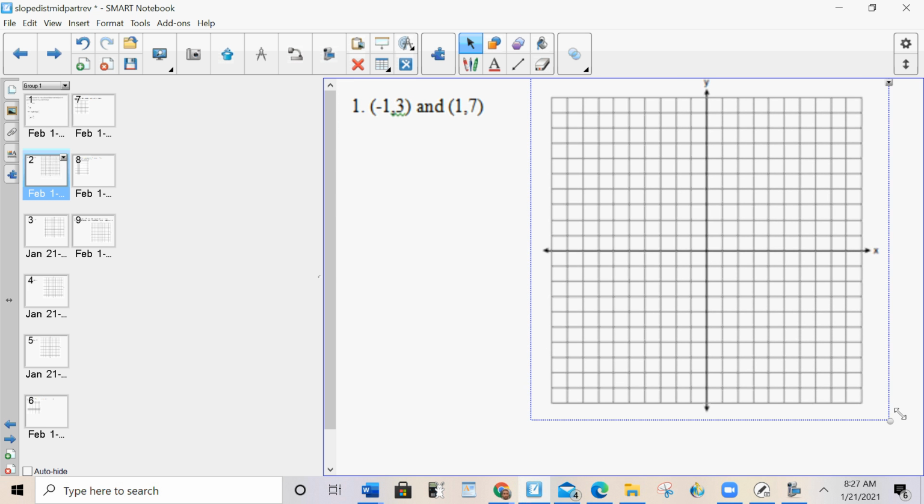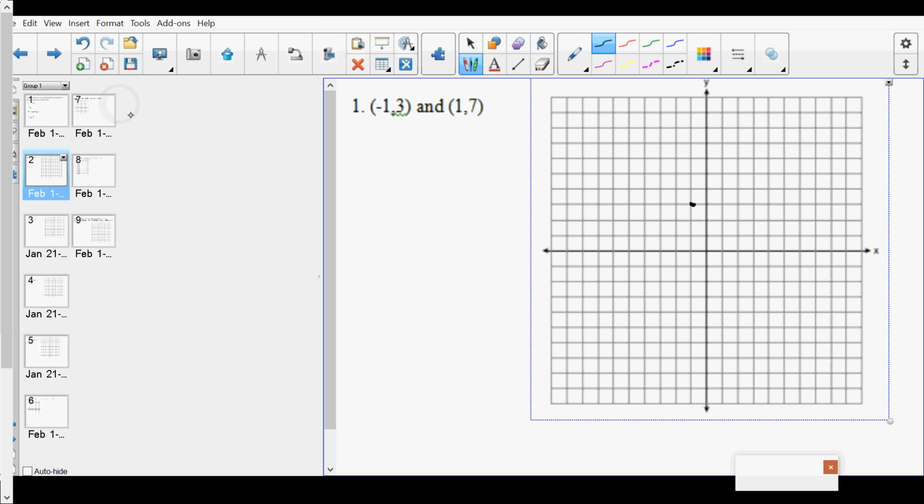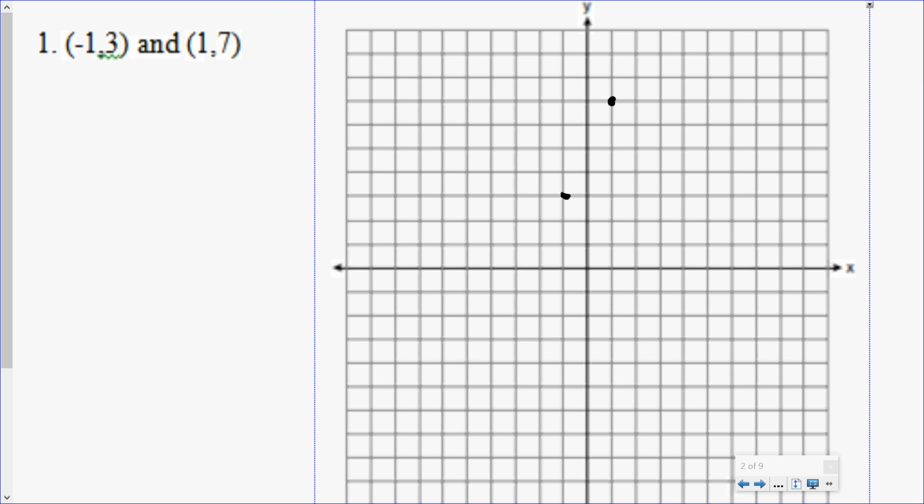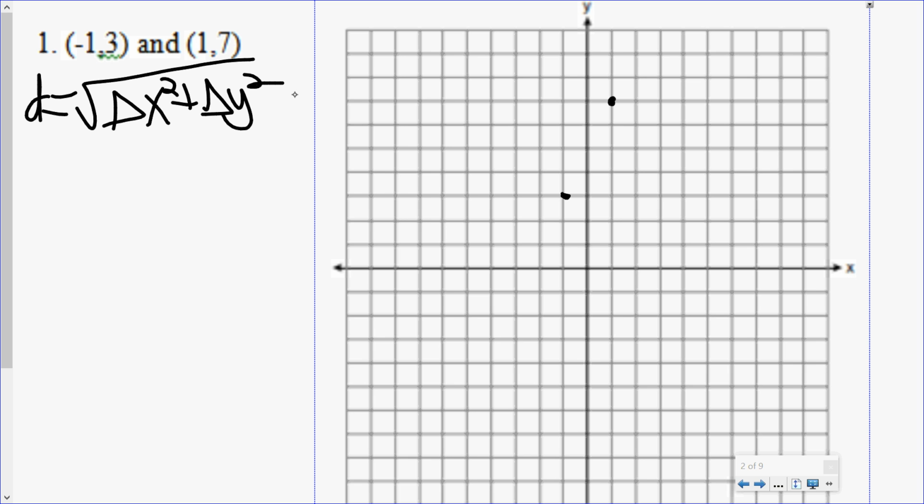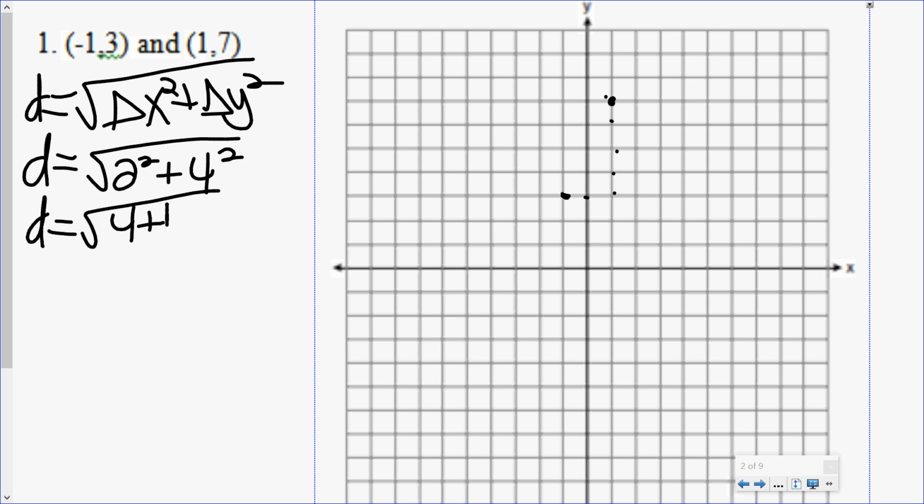So, -1, comma 3, let me make this bigger. 1, comma 7. Distance equals radical delta x squared plus delta y squared. So, delta x, 1, 2. Delta y, 1, 2, 3, 4. You're just counting how much the x is changing and how much the y is changing. 4 plus 16, rad 20.